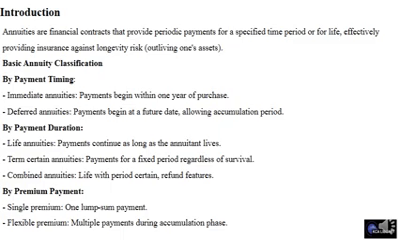By payment duration: life annuities, where payments continue as long as the annuitant lives. Term certain annuity, payments for a fixed period regardless of survival, while the combined annuities are life with period certain, and life with period certain refund. By premium payment: single premium, one lump sum payment, while flexible premium, multiple payments during the accumulation phase.